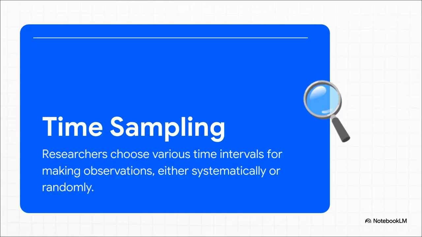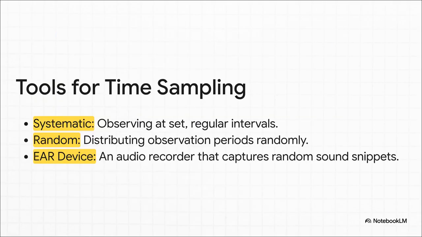One of the key ways they do this is with something called time sampling. This just means choosing very specific chunks of time to make your observations. Think about it. We might only ever see our boss during a stressful Monday morning meeting. That's a super biased sample. Time sampling forces us to look at all the different moments to get a much more complete and frankly more accurate picture. And scientists have some really cool tools for this.